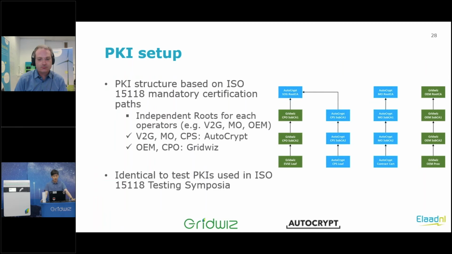So on the right is the PKI setup for the Korean side of the demonstration. Unlike the European PKI, where all the subordinate CA certificates were issued by ELAAD, we opted for a multiple root CA scenario. AutoCrypt is the certificate authority of the V2G root, mobility operator root, and its subordinate CAs, and the certificate provisioning service root and its sub-CAs. While Gridwiz is the certificate authority of the OEM root and the sub-CAs, as well as the CPO subordinate CAs.